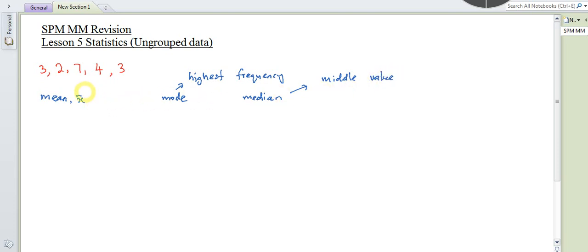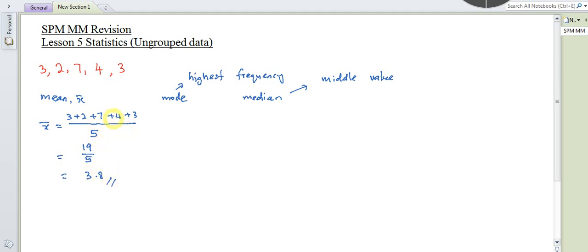Okay, so let's talk about the mean first. If I want to find the mean for this set of data, this is the symbol for the mean. I have to take 3 plus 2 plus 7 plus 4 plus 3 and divide by the number of data. How many data here? 1, 2, 3, 4, 5. So I have 5 data here. You just calculate this with your calculator. You should be able to get 19 divided by 5. So the mean will be 3.8.